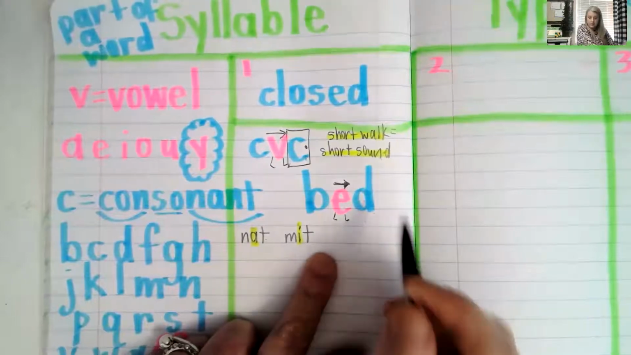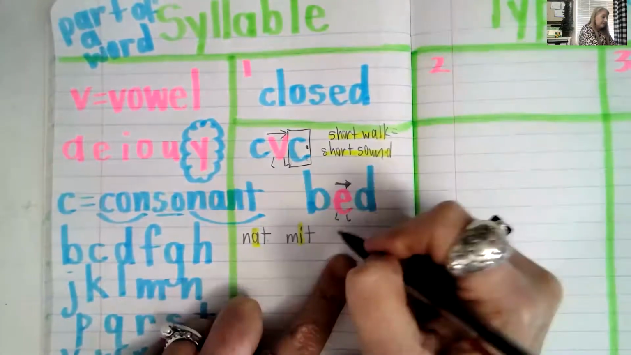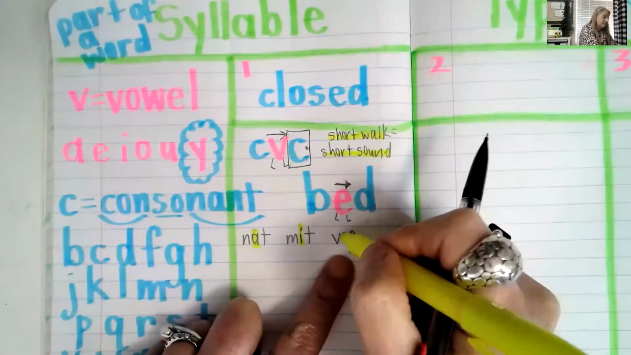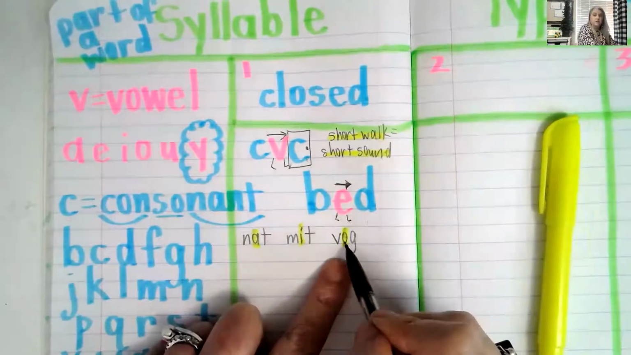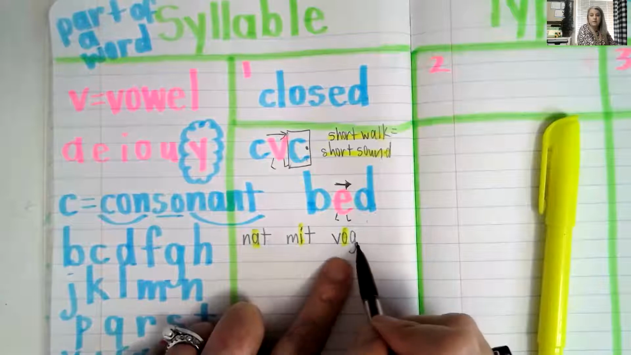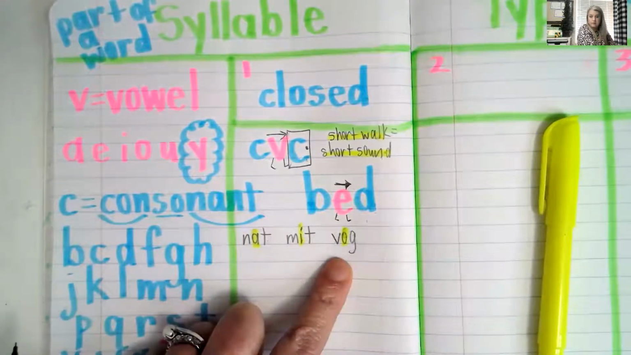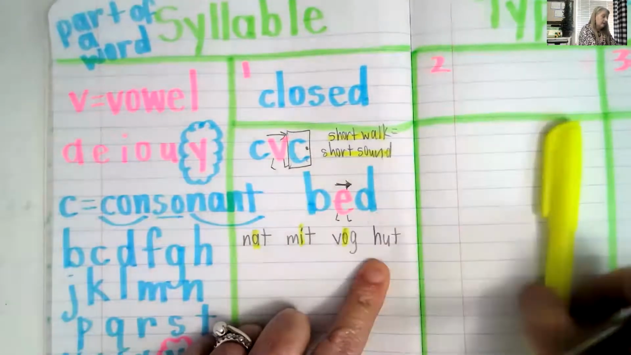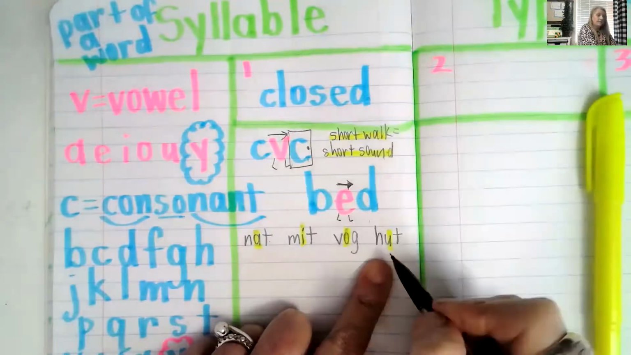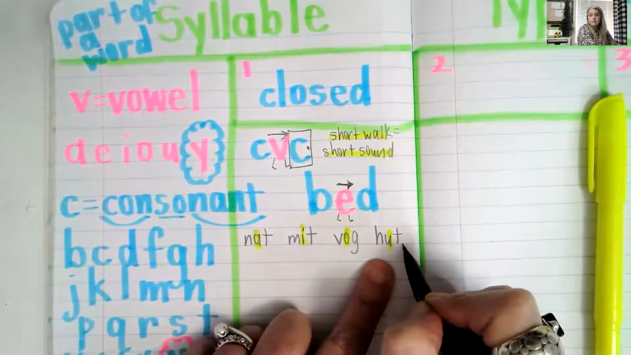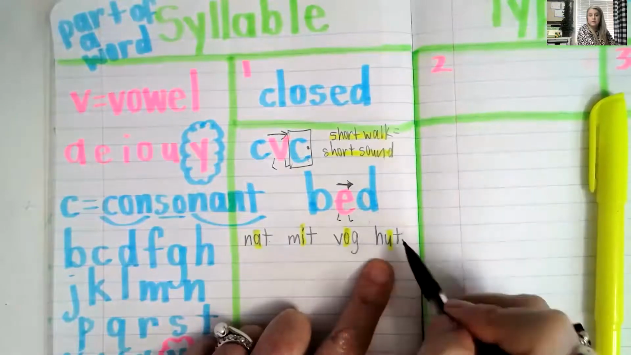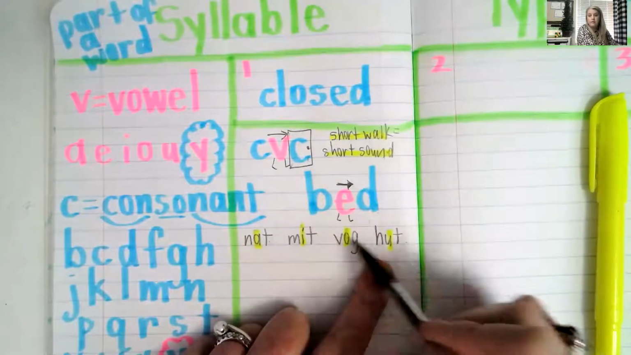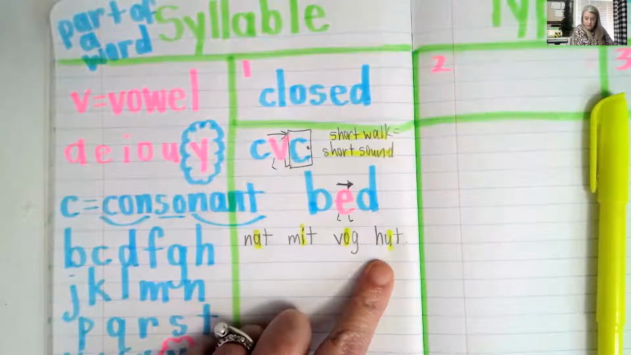Okay, let's try another one. V-O-G. Highlight that vowel. Short walk, short sound, vog. How about a regular word? H-U-T, highlight the vowel. U says uh, hut. Short walk, short sound. Here's the door. So that works for all of these little 3-letter words.